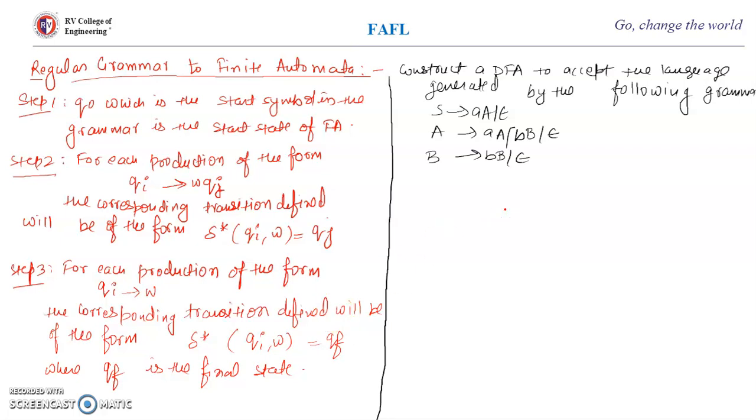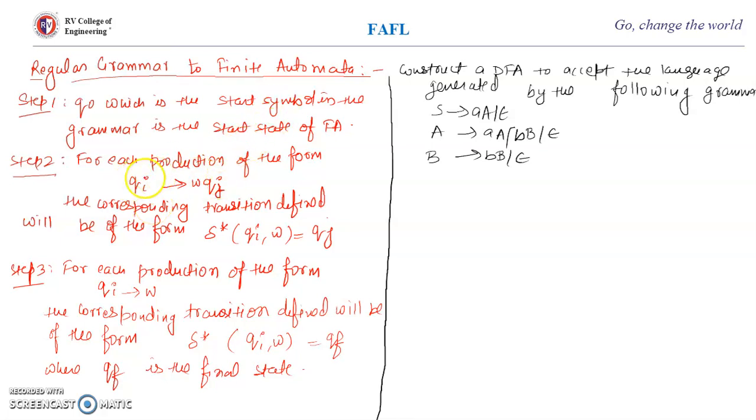In this video lecture, I will explain regular grammar to finite automata conversion. So, step 1, the start symbol of the regular grammar will be the start state of the finite automata. Second step, if the production is in this form, Qi to w Qj.